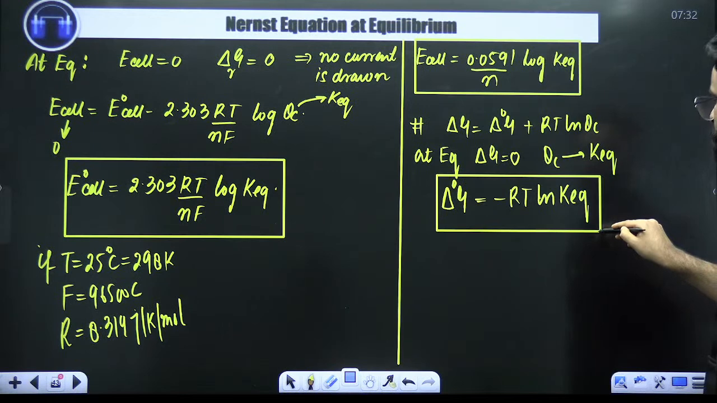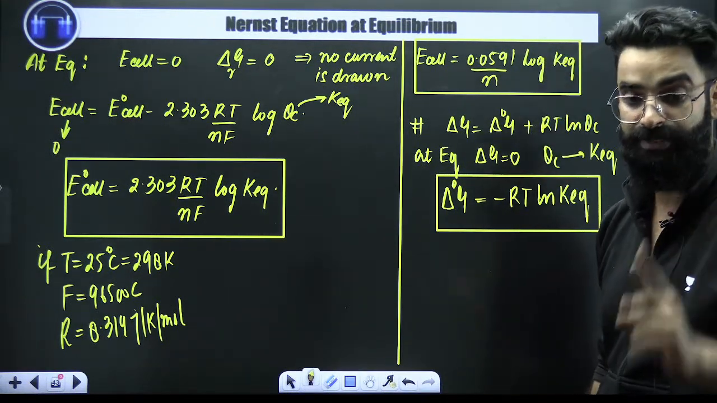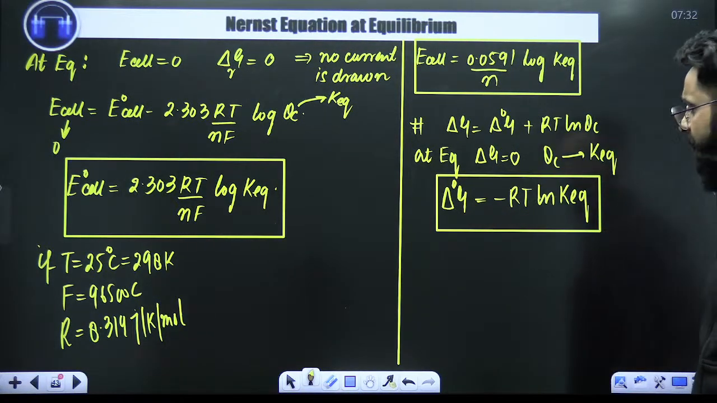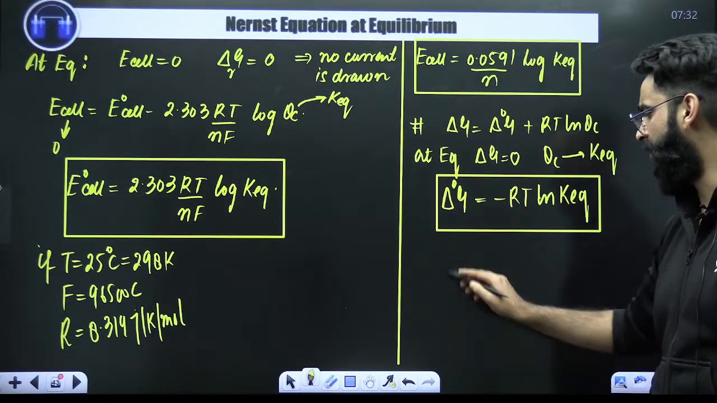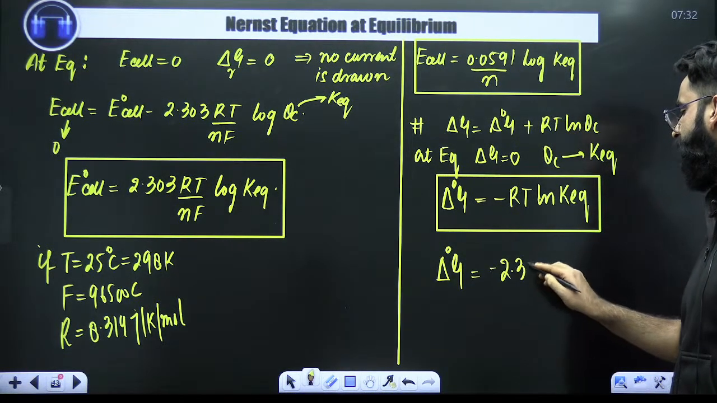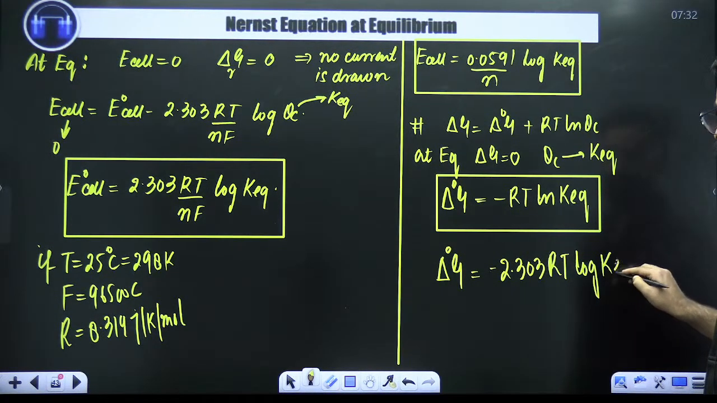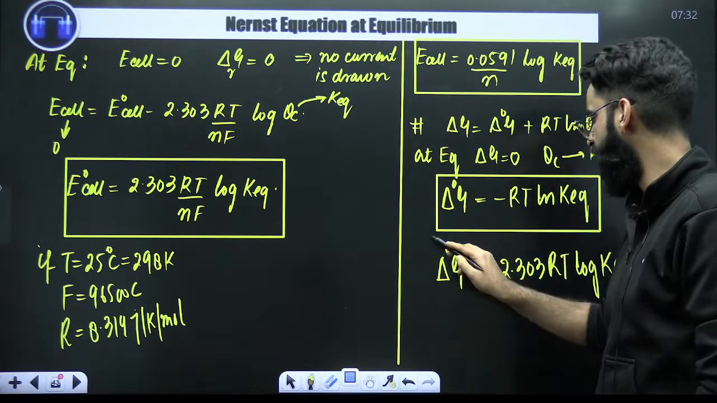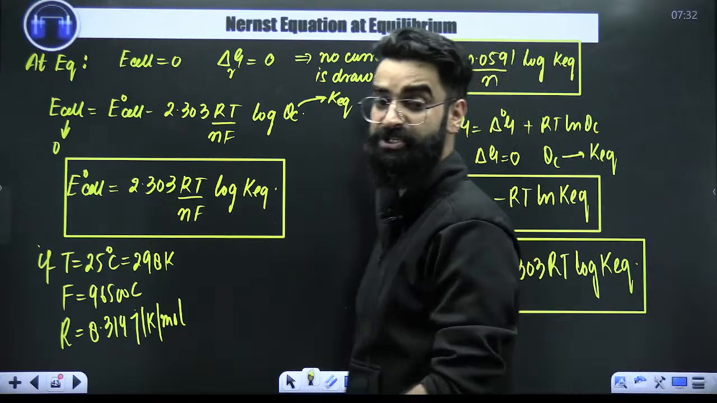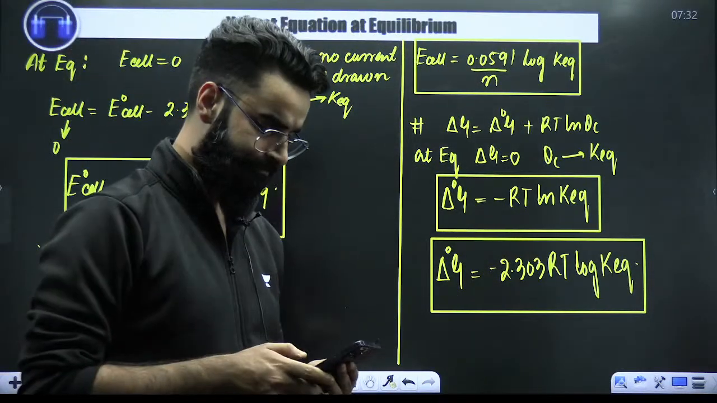To calculate delta G naught, one of the expressions was minus NF E naught cell. So this is one more expression of calculating delta G naught. Well, you can convert it in terms of logarithmic form as well. You can say delta G naught is equal to minus 2.303 RT log of KEQ. Perfect. So these are certain expressions which are valid when the cell is at equilibrium, right?